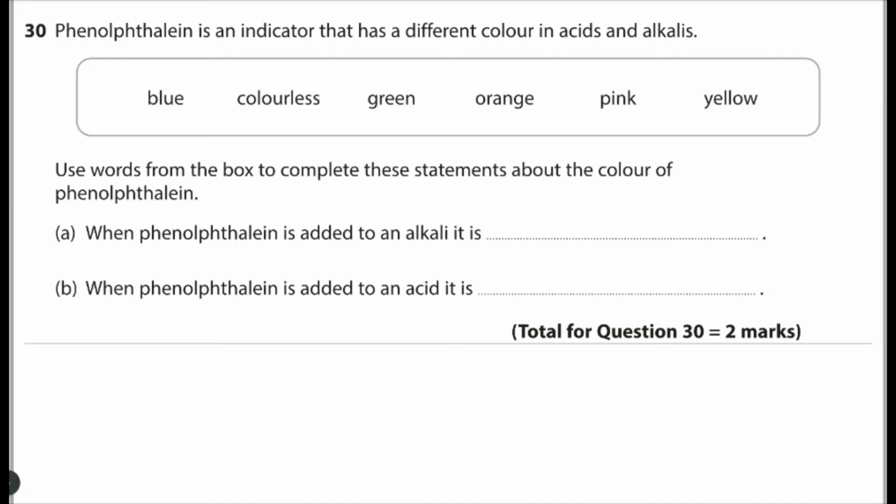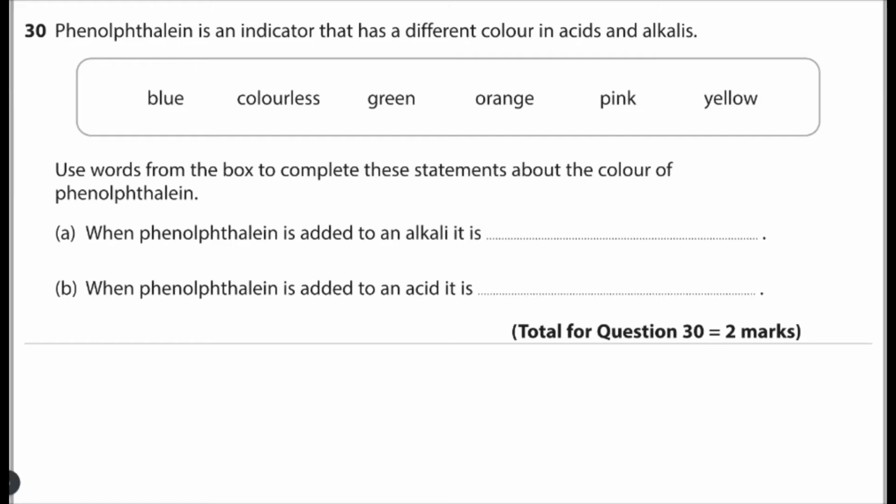30th question. Phenolphthalein is an indicator that has a different color in acids and alkali. It's an indicator, and there are a few other indicators that you have learned about: universal indicator, litmus, and methyl orange. And we are talking about phenolphthalein here. Use words from the box to complete these statements about the color of phenolphthalein.